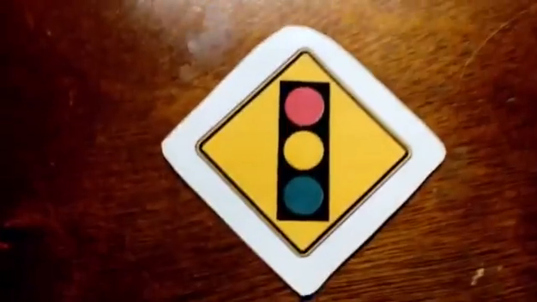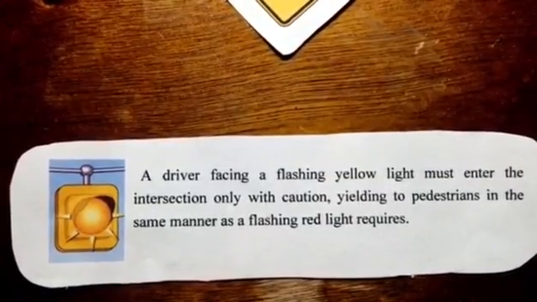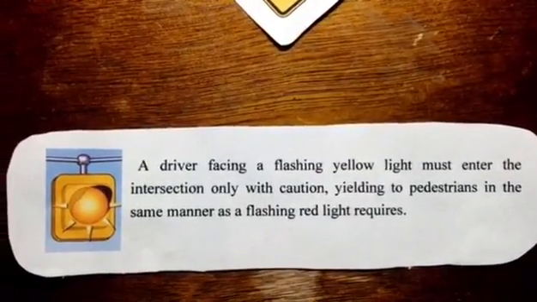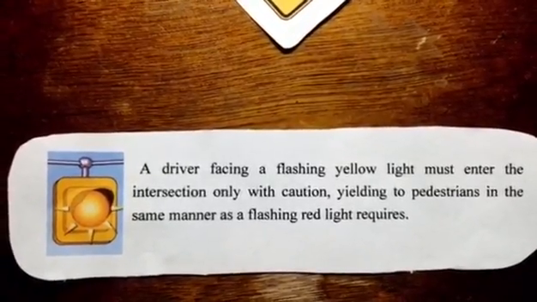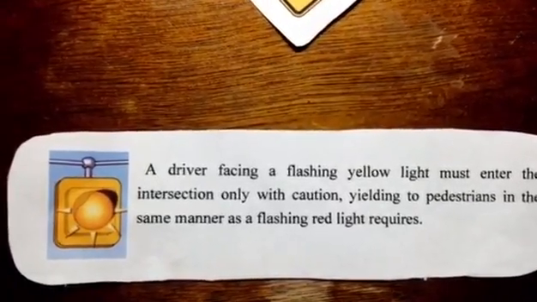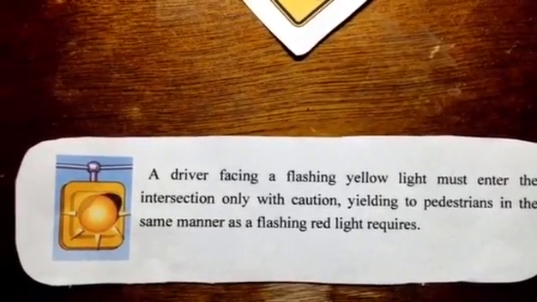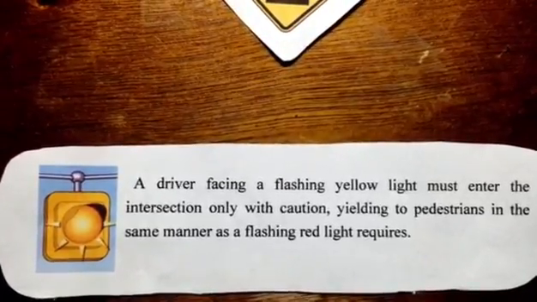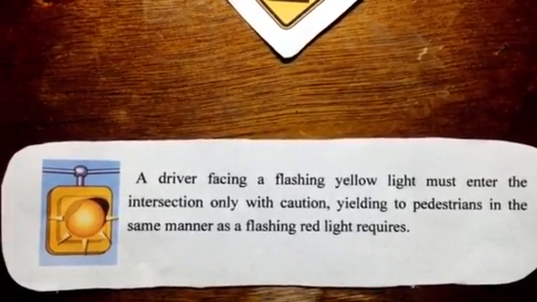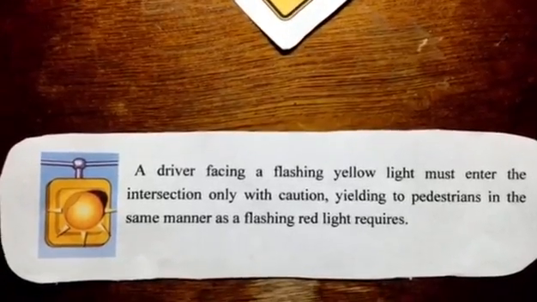According to the BC traffic rules, a driver facing a flashing yellow light must enter the intersection only with caution, yielding to pedestrians in the same manner as a flashing red light requires. Ms. Lorsu was facing a flashing yellow light. She did not need to stop before entering the intersection unless there were pedestrians, and there are no clarifications in the law that claim a specific speed limit for a car to enter the intersection with caution.